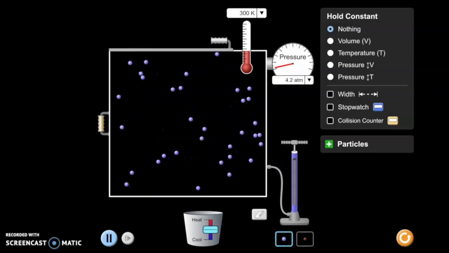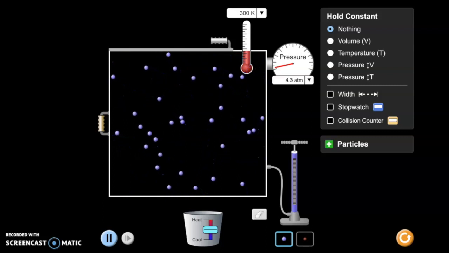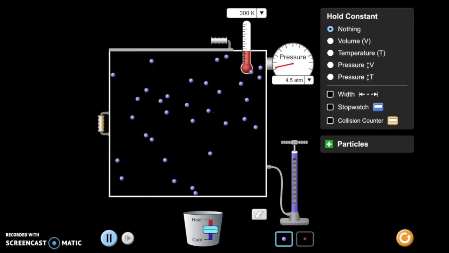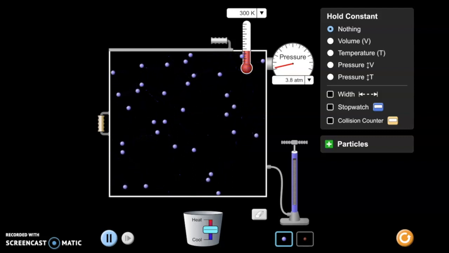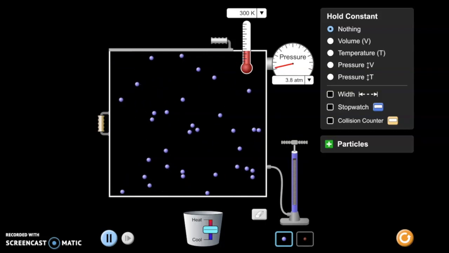So we'll start here with some gas particles, and if you notice, we have a temperature of 300 Kelvin, pressure maintained right around 4 atmospheres, and we have this enclosed box. The first thing we want to look at is if we change the volume, what happens to the pressure?